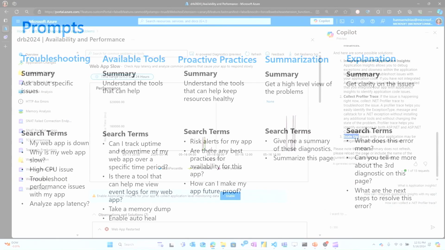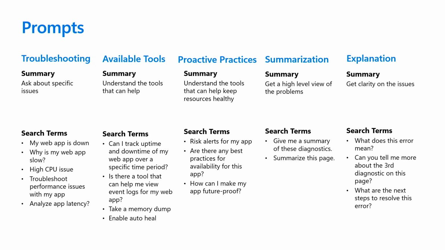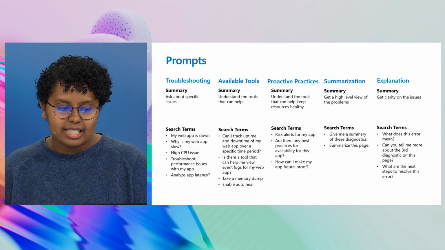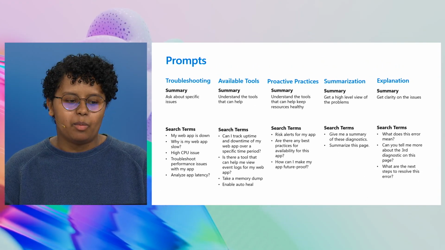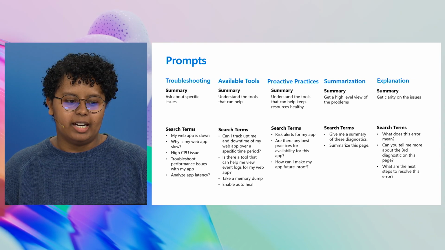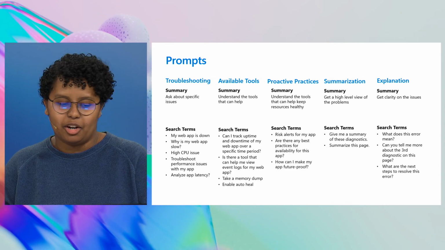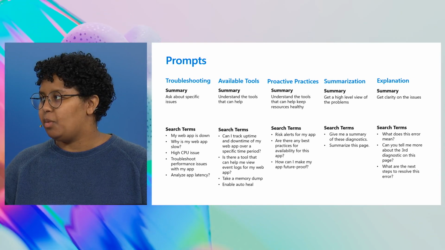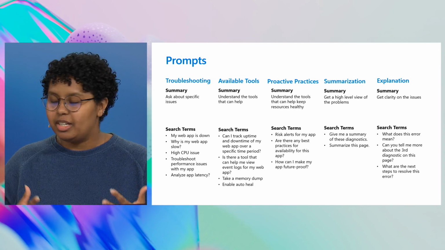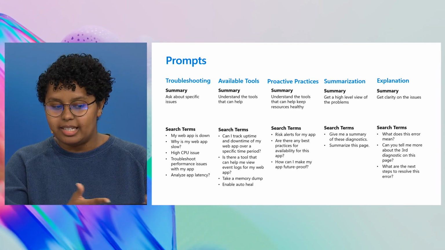Yes, that's a good question. So for this initial release, we have 5 main categories. There are certain troubleshooting scenarios that we've really honed in on: if your web app is down, if it's slow, if you're running into high CPU issues, or if you are running into latency issues. Outside of that, we also make it easier to find some of the tools that can help you through this process. So if you need to take a memory dump, if you want to enable auto heal, or if you want to see your event logs, you can use these kinds of prompts.